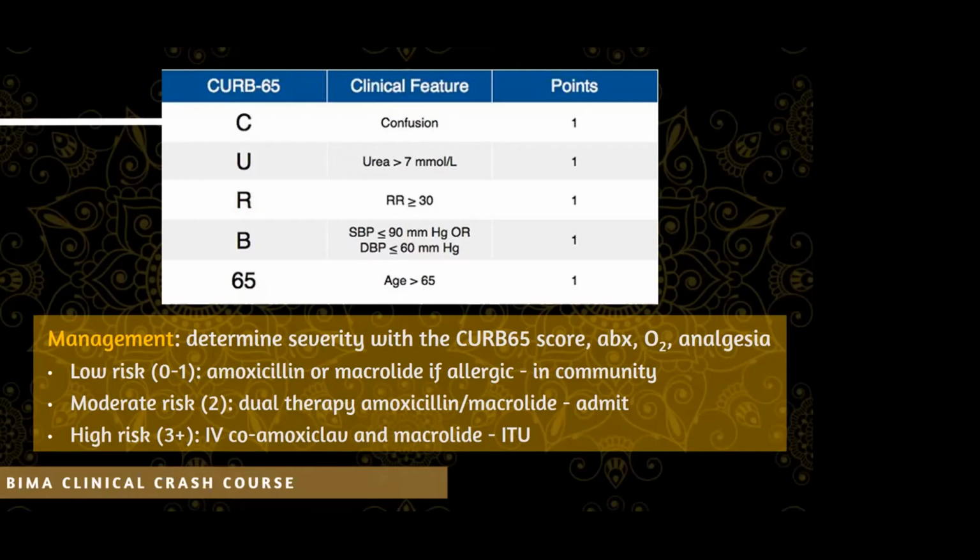And if they're high risk, you want to go with IV antibiotics. You want cover from co-amoxiclav, not amoxicillin, it's not going to be good enough. And you also want your macrolide. In people who have a CURB score of 4 or 5, you really want to start thinking of ITU. Not necessarily, but sometimes if their confusion certainly isn't going away with fluid and antibiotics, it's a pretty bad sign.